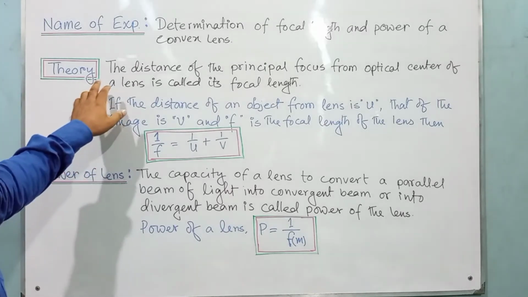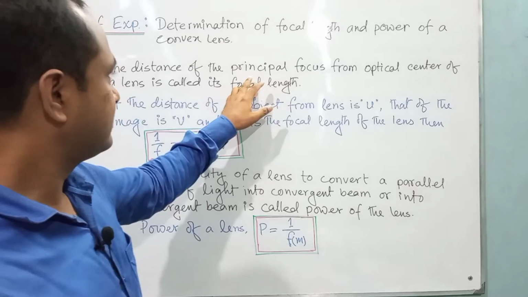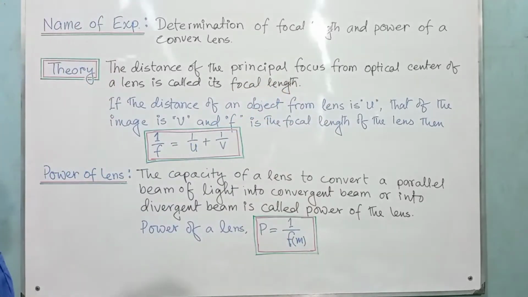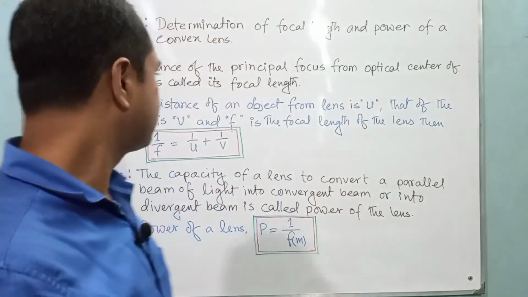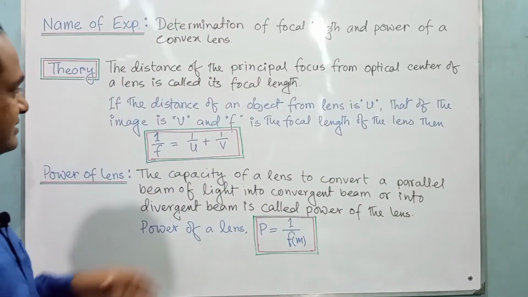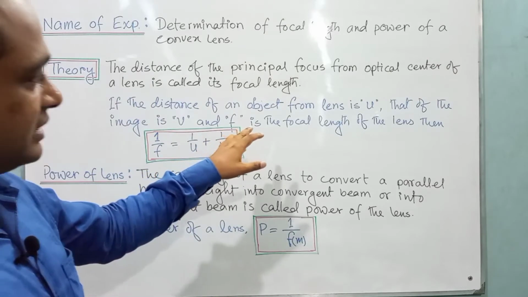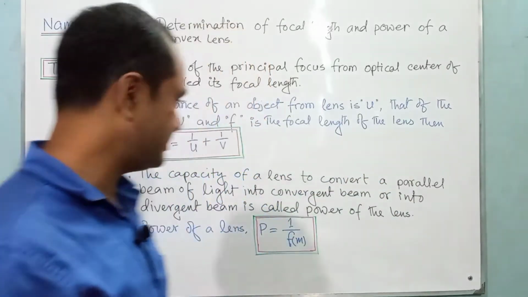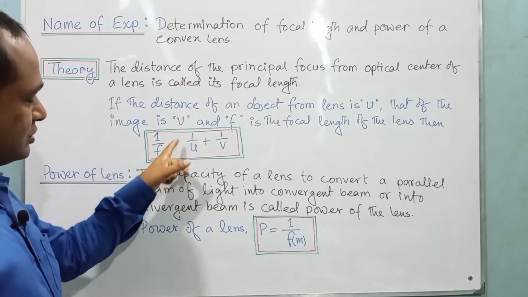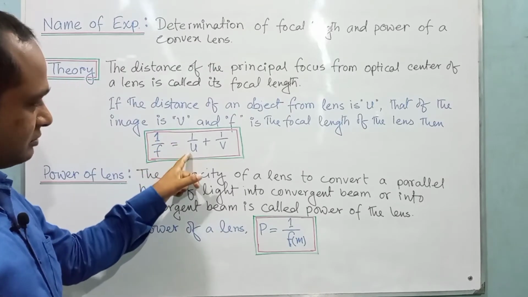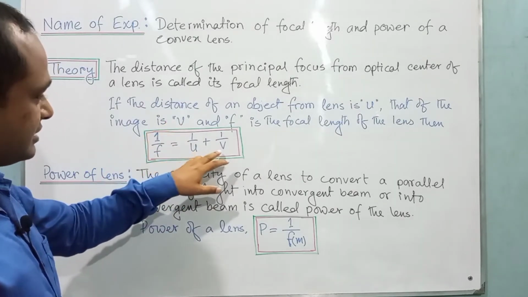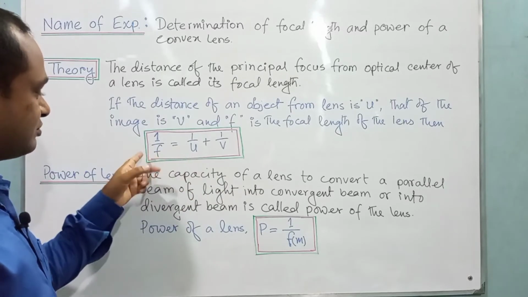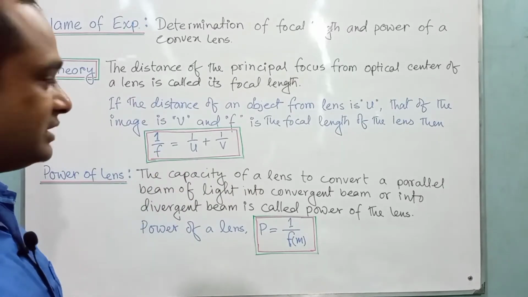The definition of focal length is that the distance of principal focus from the optical center of a lens is called focal length. If the distance of an object from the lens is u and that of the image from the lens is denoted by v and its focal length is f, then the relation between u, v and f is expressed as 1/f = 1/u + 1/v. Here u and v are the distance of object and image and f is the focal length. So using this formula we can calculate the focal length of the lens.